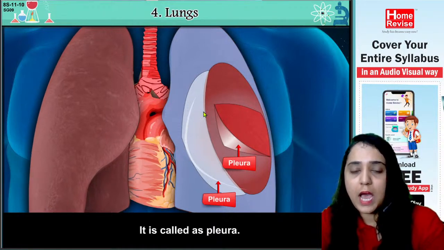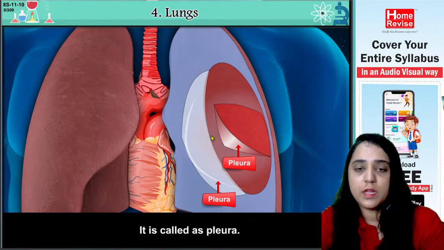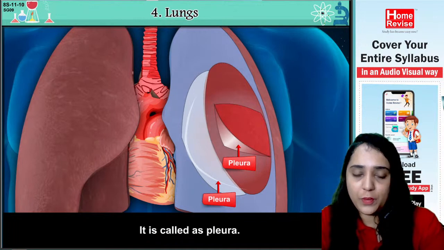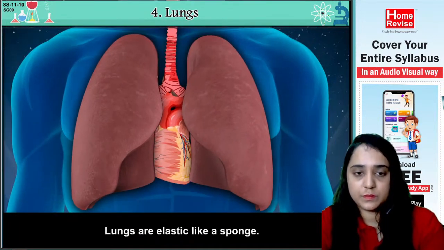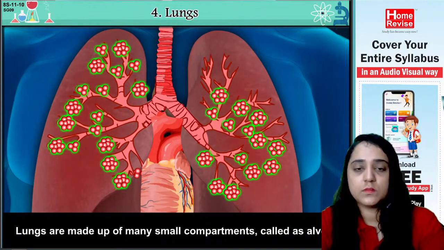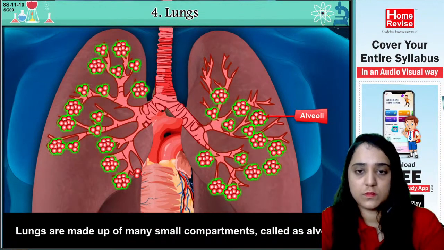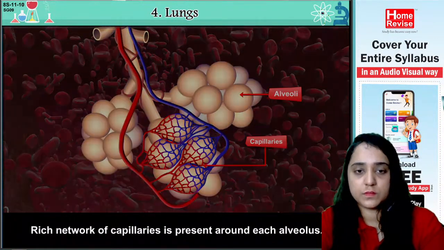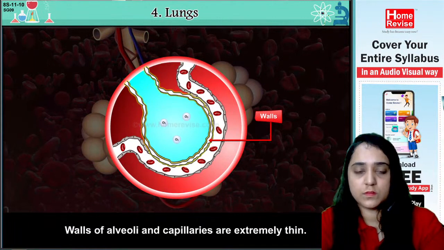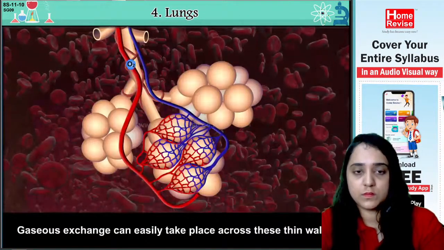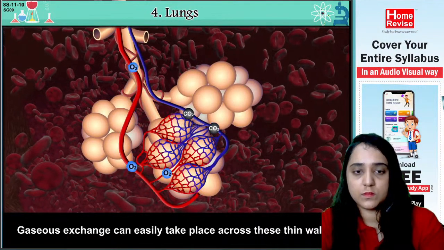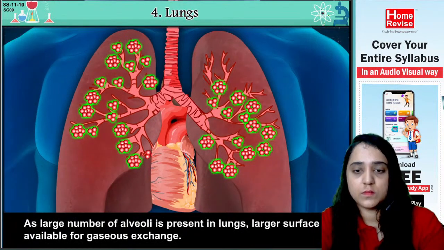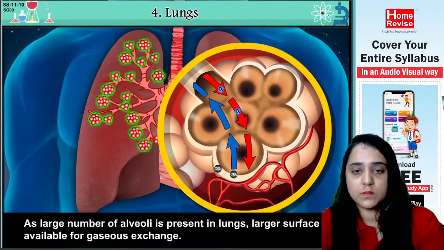See how it has been shown. You can easily find the double layering on the lungs. Lungs are elastic like a sponge. Lungs are made up of many small compartments called alveoli. A rich network of capillaries is present around each alveolus. Walls of alveoli and capillaries are extremely thin. Gaseous exchange can easily take place across these thin walls. As a large number of alveoli is present in the lungs, a larger surface is available for gaseous exchange.